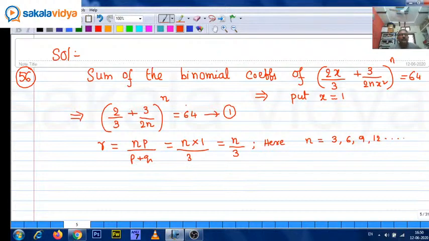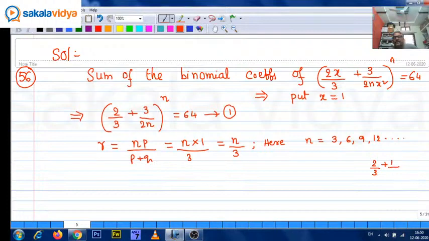Okay, so if you put 6, what do you get? 1 by 4 you will be getting. So 9 means you will be getting 1 by 6. 2 by 3 plus 1 by 6, let us see. 2 by 3 plus 1 by 6.